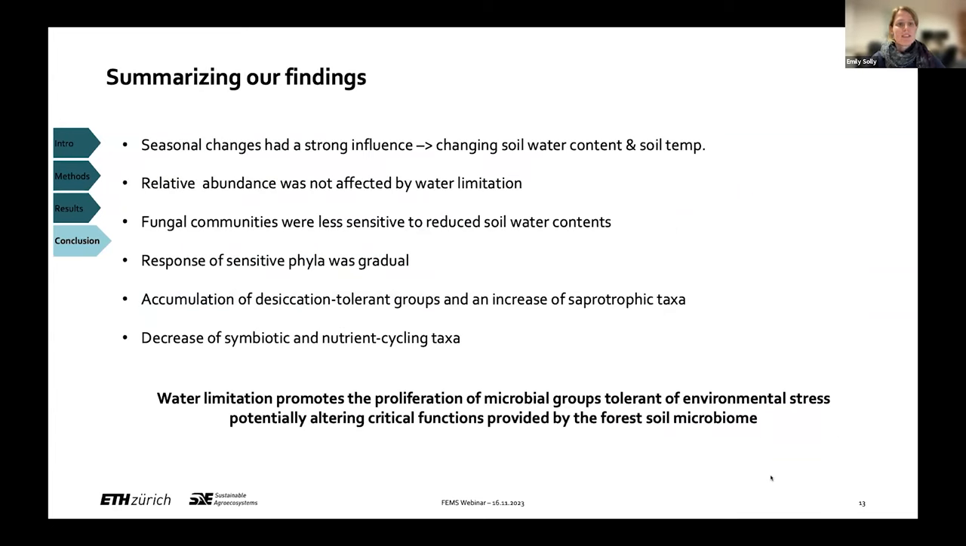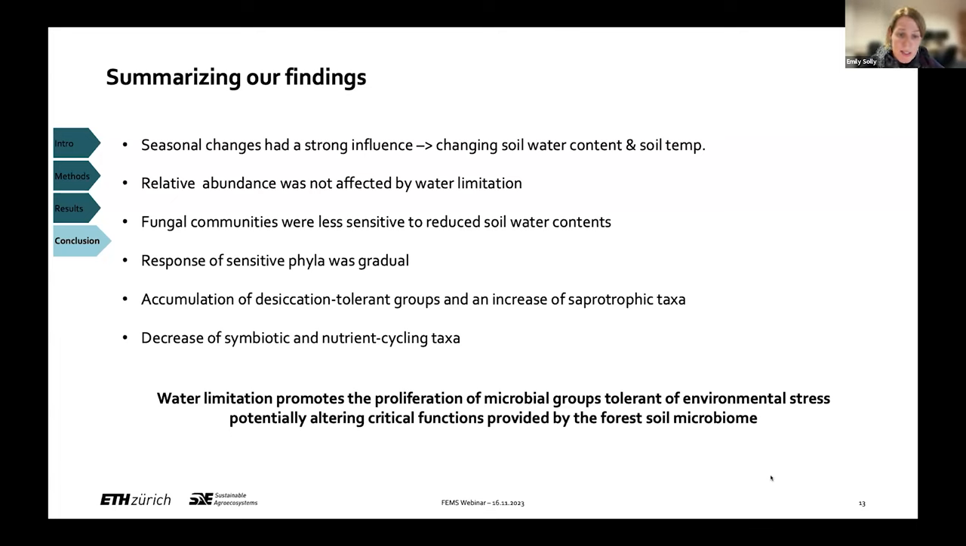So this is already my conclusion slide, and I would like to summarize the results that I showed you during the presentation. We observed that water limitation basically did not affect the relative abundance of either the prokaryotic or the fungal community composition during the course of the experiment. We only observed a peak during the summer season. We also observed that fungal communities were less sensitive than prokaryotic communities in response to changes in soil moisture content. We also observed that the diversification of prokaryotic communities was gradual and became very marked towards the end.